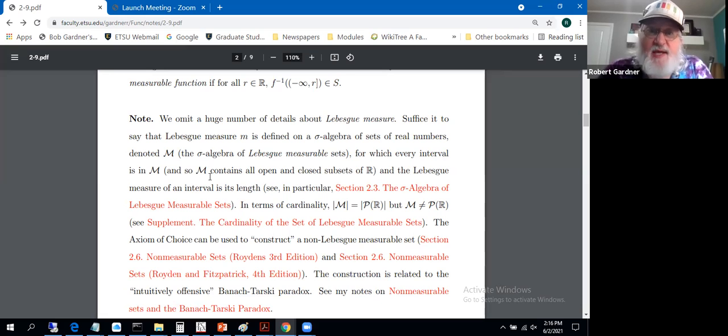And so all open sets are in M, and if M is closed under complements, then all closed sets of real numbers are also in M. Thus the claim that M contains all open and closed sets. I don't think this is commented in the notes, but it turns out M contains all the Borel sets as well, and that's kind of why they're introduced.